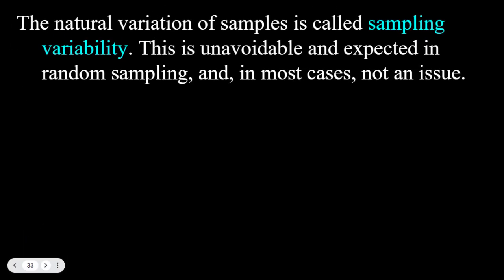The natural variation of samples is called sampling variability. This is unavoidable and is expected in random sampling, and in most cases, this is not an issue. It can become an issue if it's really drastic, but in general, you're going to have variation, and it's not a problem.